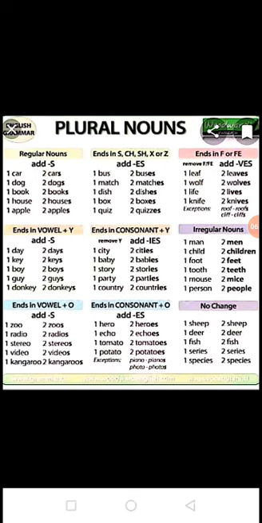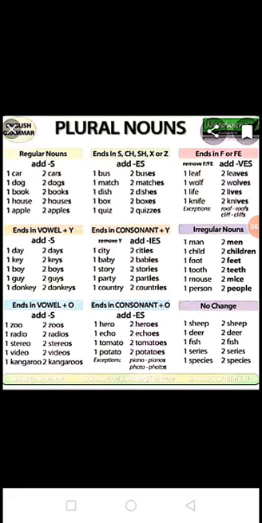Then no change. See the last one. There is no change at the time of making plural forms. It means that the word remains the same in singular form and in plural form. For example, one sheep, two sheep. One deer, two deer. One fish, two fish. One series, two series. One species, two species. It means that the word remains the same in a singular form and in a plural form.